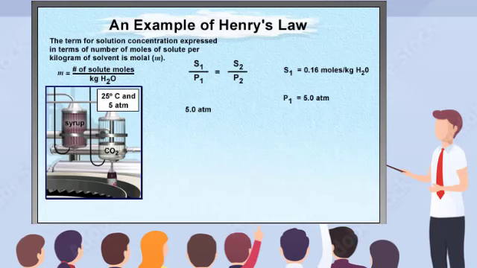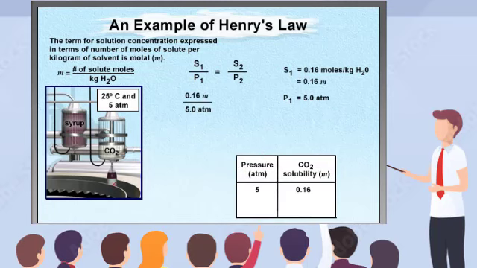The term for solution concentration expressed in number of moles of solute per kilogram of solvent is molality. Therefore, the units can be simplified to molal. When the bottle is opened, pressure is released, and a new solubility can be determined. Opening the bottle will lower the pressure above the liquid from 5 atmospheres to 1 atmosphere. But suppose you are asked to determine the solubility of carbon dioxide at an intermediate pressure of 3 atmospheres.